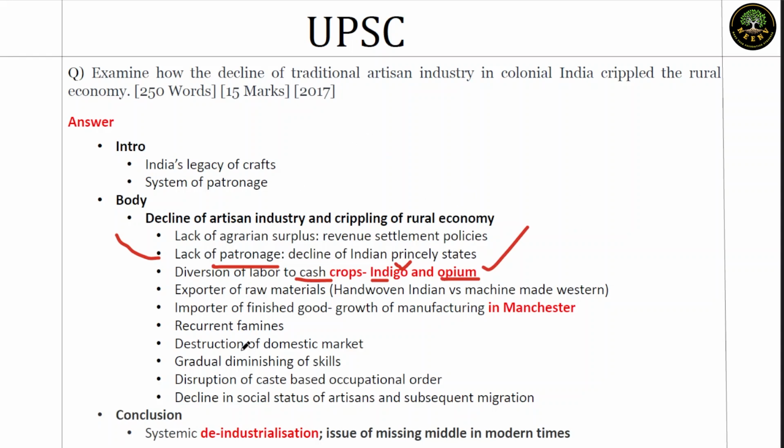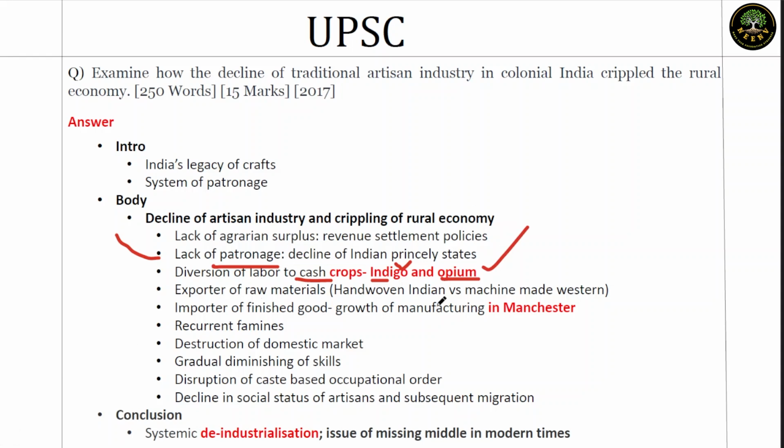Then export of raw materials. India was an exporter of finished products. When colonization came, we were an exporter of raw materials. So hand-woven Indian products became of less demand, because we were exporting raw materials, and they were making machine-made items from that and selling them. So India became a mere exporter of raw materials with colonization.